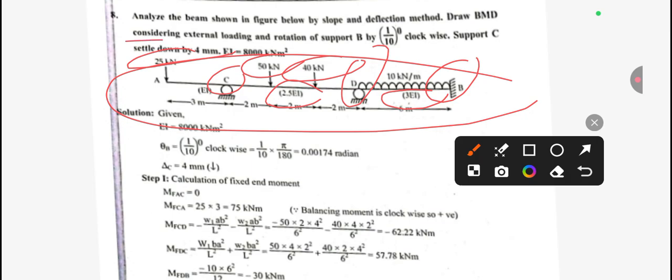Draw the BMD. We also have to draw the BMD considering the external load and a rotation of support B by 1 by 10 degree clockwise. So the rotation at B is given. If we have a rotation, then we need to take theta, and if we have a deflection, then we need to take delta. This is clockwise, but it is also in degrees, so we need to convert it into radians. It will be multiplied by pi by 180, so this will be in radians.